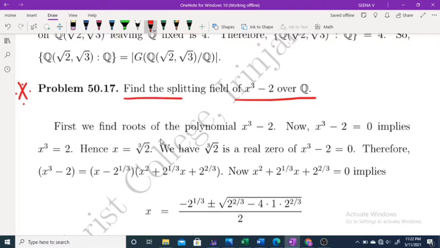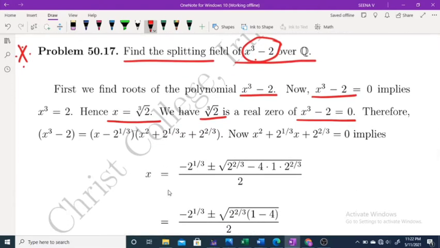We have to find the splitting field of x cube minus 2. That means that splitting field must be the smallest field containing all the roots of this polynomial, and also containing Q. So before this, first we find the roots of the polynomial x cube minus 2. x cube minus 2 equal to 0 implies x equals the cube root of 2. The cube root of 2 is the real zero of this polynomial. Therefore, you can factorize this: x minus 2 raised to 1 by 3, into this one. How do we get this one?